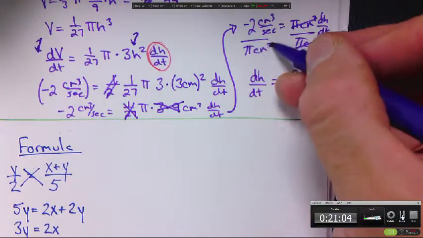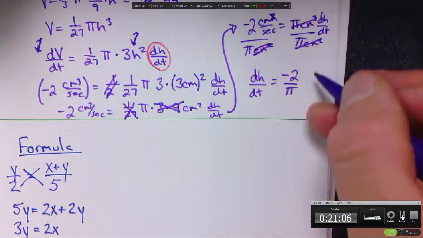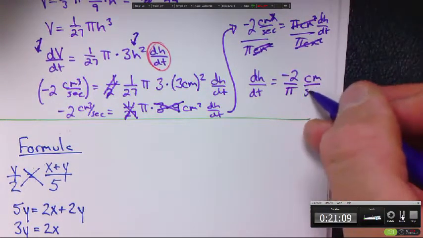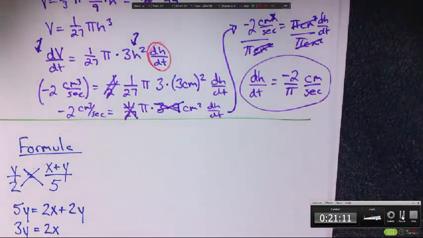Centimeters cubed divided by centimeters squared turns into just centimeters per second, which is exactly the unit rate that we should have, because we're talking about the rate at which the height is changing. Since we're draining a cone, it should be a negative number, which it is. And it's in the correct unit rate. Centimeters per second is a measurement of velocity, distance divided by time.